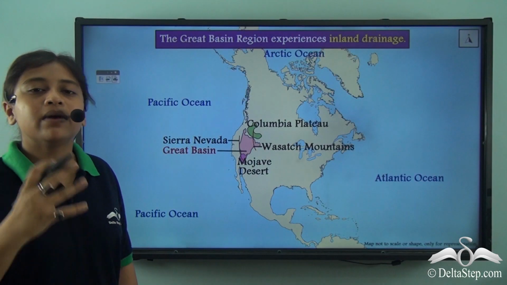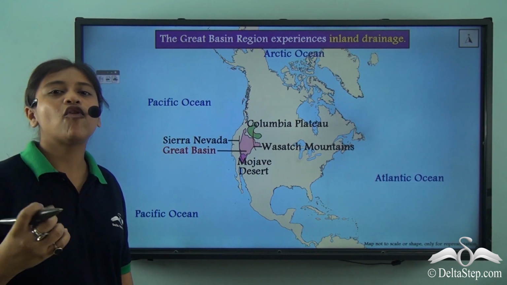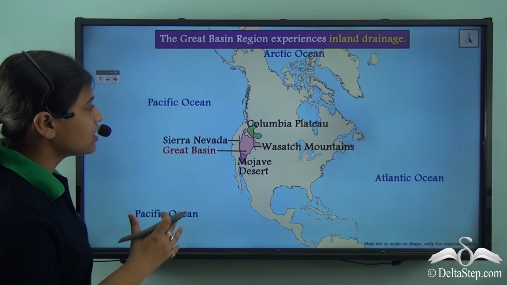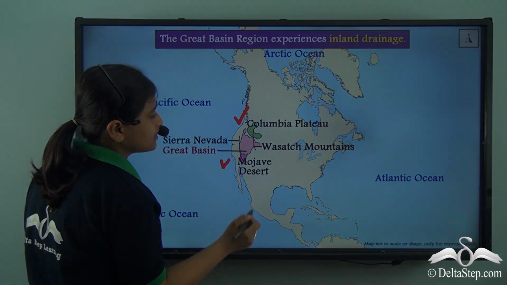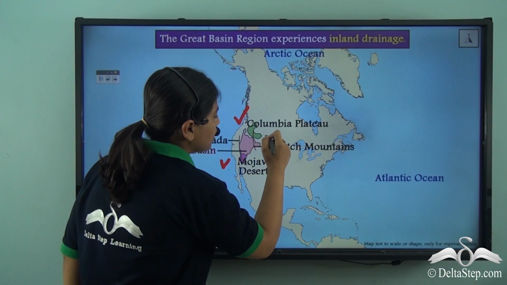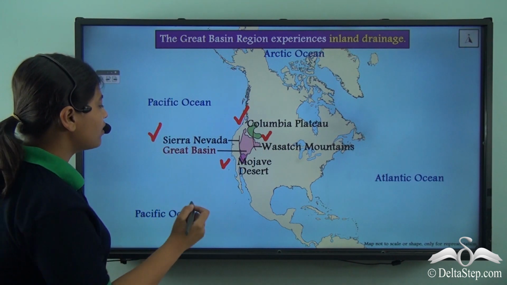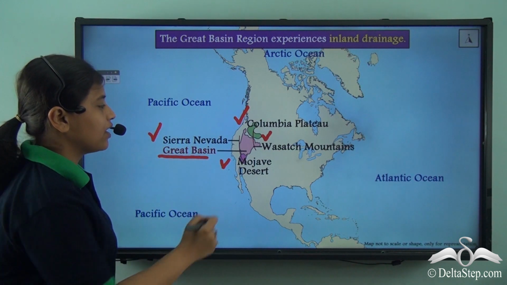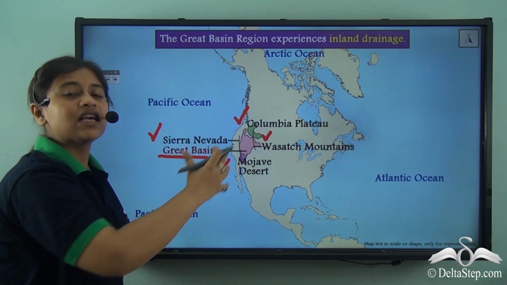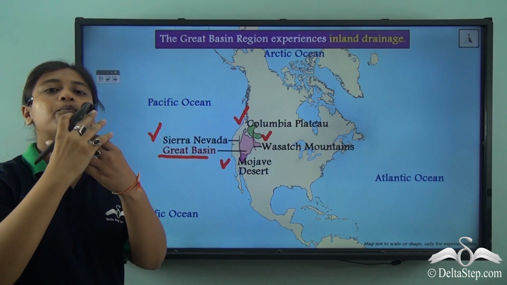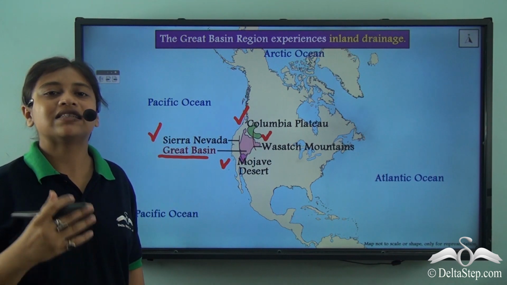So there we looked at some important mountain ranges of the Western Cordilleras, which are a chain of young fold mountains. Now surrounded by the Columbia Plateau, Sierra Nevada, Mojave Desert and the Wasatch Mountains is a very important basin of the continent of North America known as the Great Basin, right here at the center. Surrounded by these physical features, the landscape has converted into a bowl-like structure or a sink, which has led to the formation of this basin known as the Great Basin.